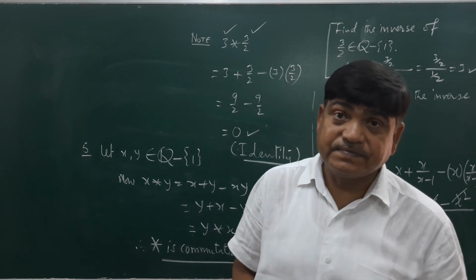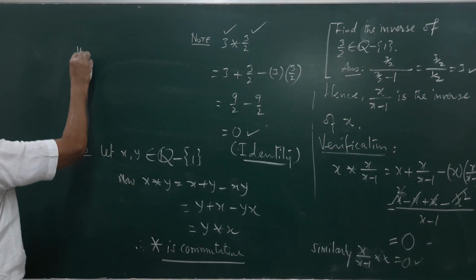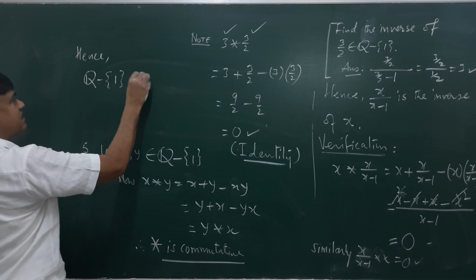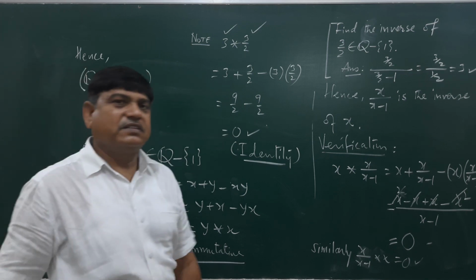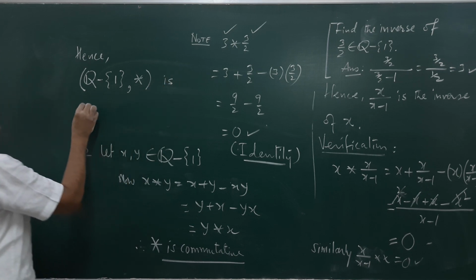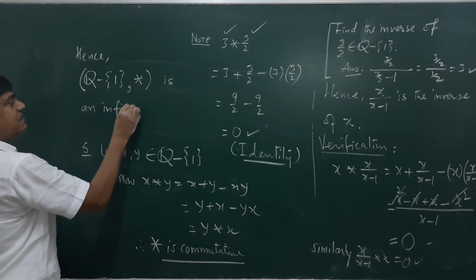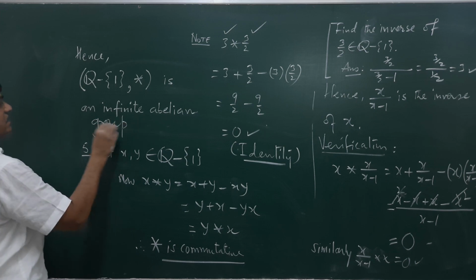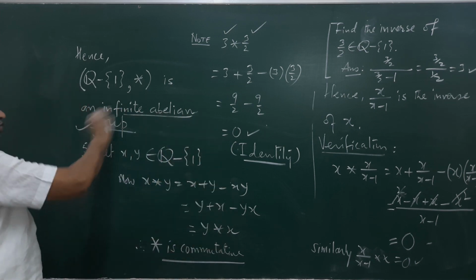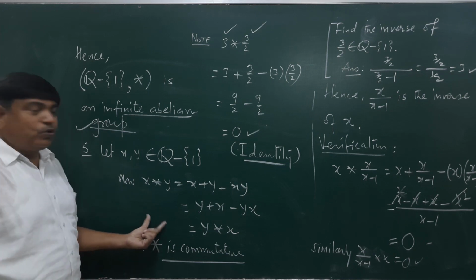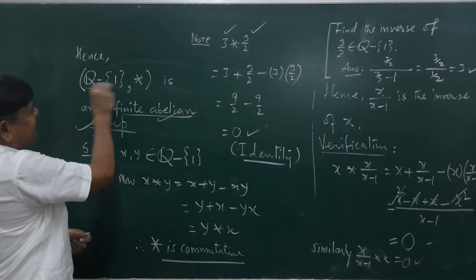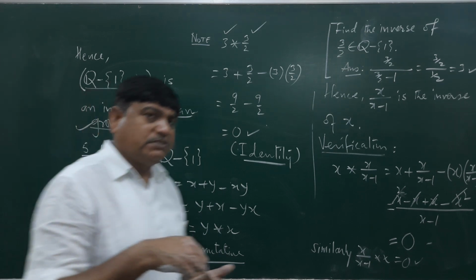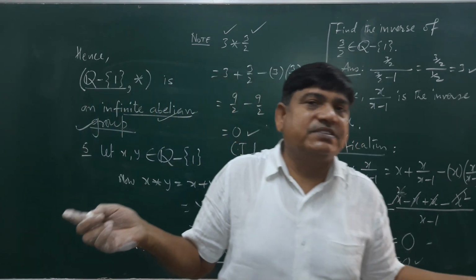So what is the final answer? Hence this pair is an infinite abelian group. This is a group. The commutative property holds, so it is an abelian group. The set itself is infinite, so this is an infinite abelian group. And what is the order? Infinite, because the number of elements is infinite.